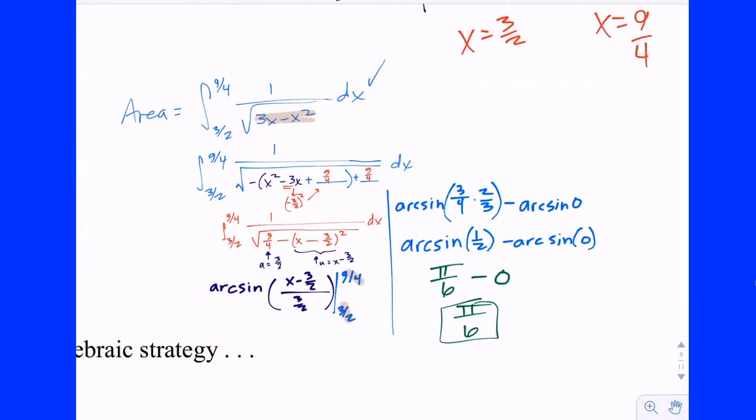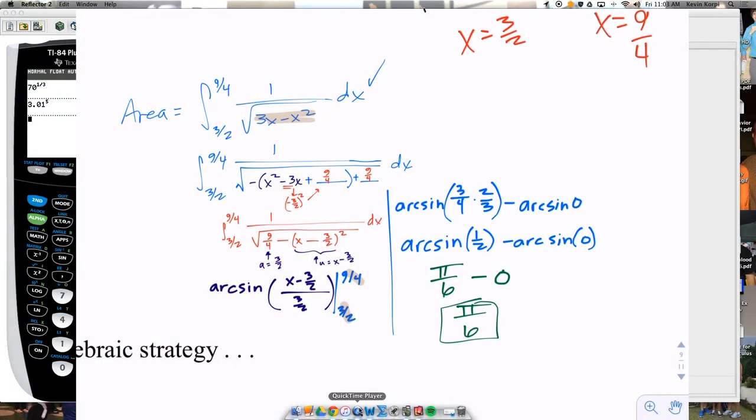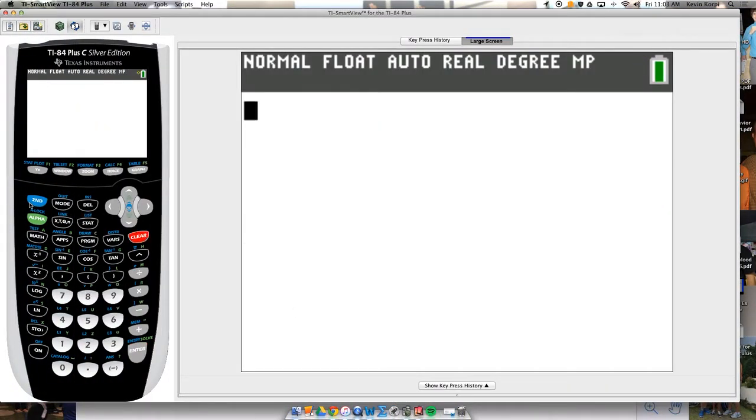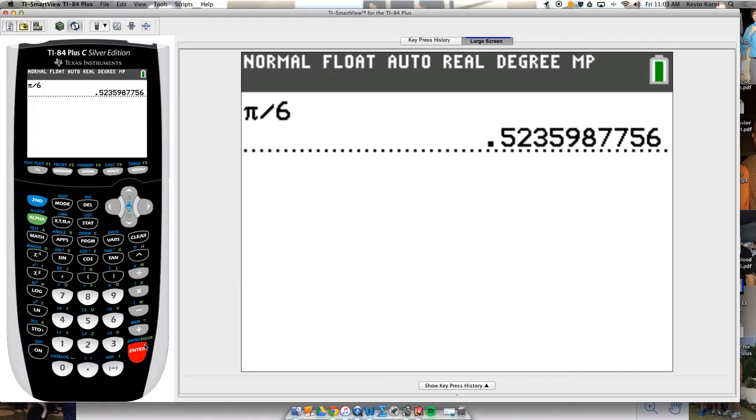So there you go, completing the square to set up an inverse trig. Let's see if the calculator is as smart as we are. I don't think so, because I don't think it's going to get pi/6, which is exact. But it might get the decimal equivalent. By the way, pi/6 is equal to that one right there, 0.523.